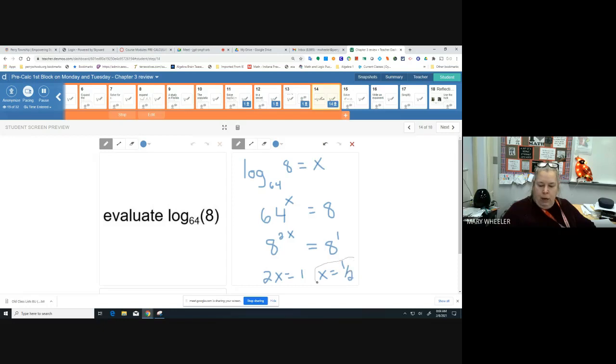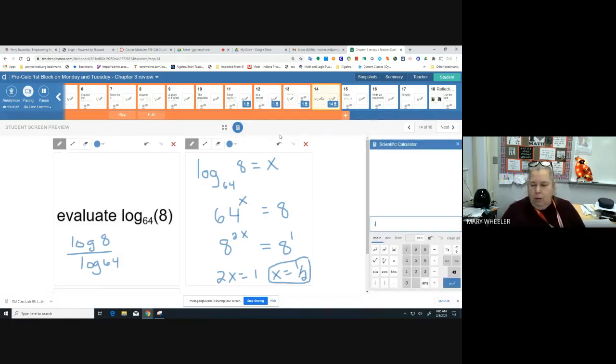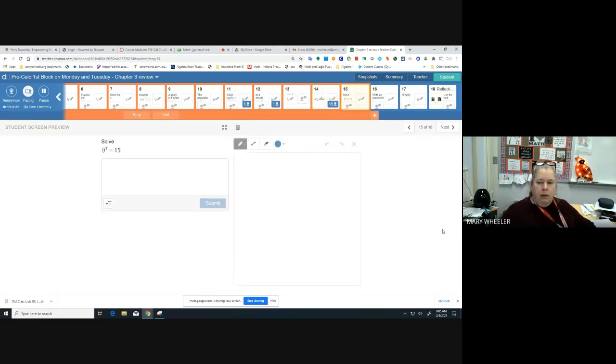So that's one way to do it without the calculator. And if you see that right away, it's an easy problem. If you did not see it right away, you could have just done log 8 divided by log 64 and gotten the same answer. Log 8 divided by log 64, 1/2, 0.5. Whatever you're comfortable with. All right. Try the next one on your own. I want to see where you guys are at. That's screen number 15.